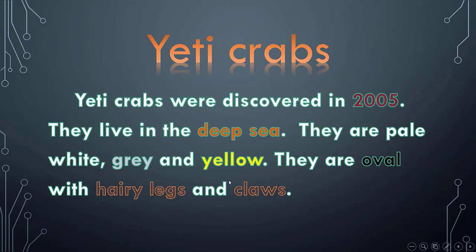Let's read it quickly. Yeti crabs were discovered in 2005. They live in the deep sea. They are pale white, gray, and yellow. They are oval with hairy legs and claws. Don't forget to leave a space here. Capitalize the first letter of every sentence, like here, T capital, they, T capital here, okay, and add full stops at the end of each sentence.